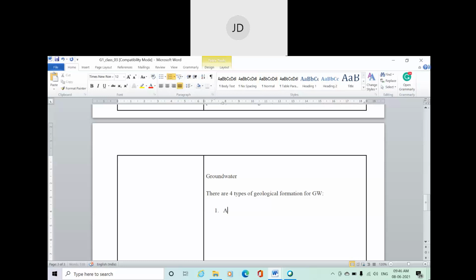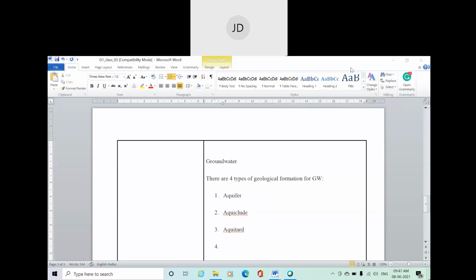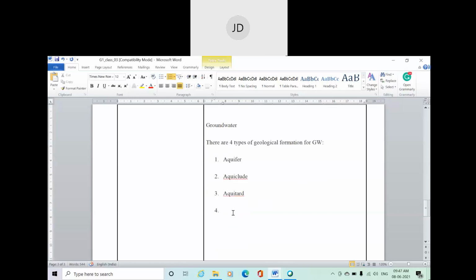One is your aquifer, right? These things I think you have got. Aquifer. Then what do we have? Aquiclude, isn't it? My spelling may be a mistake, just cross check. Okay, aquiclude. Then aquitard, and what is the last one? Aquifuge. So these are basically geological formations where you can find groundwater.